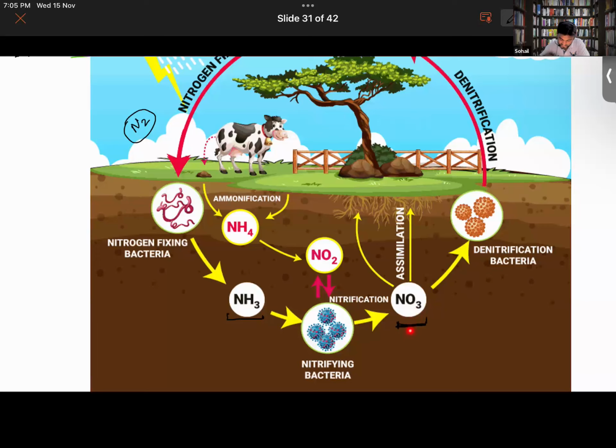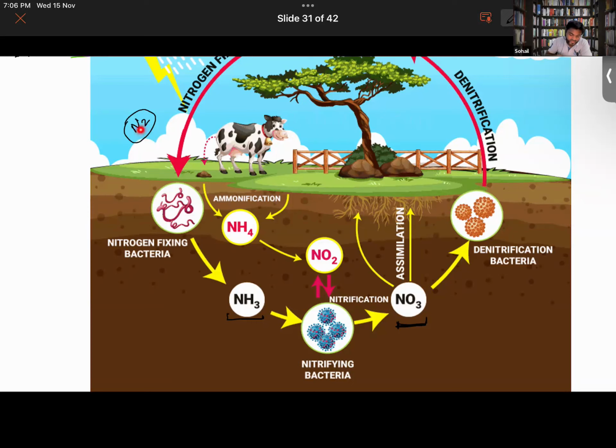Now this NO3 which you are seeing over here is being taken up by the plant. See the assimilation, that is basically absorption. Assimilation also means absorption of nutrients, right? Assimilation is there in our body also. When we grow, the absorption of nutrients by the cells of the body is called assimilation.